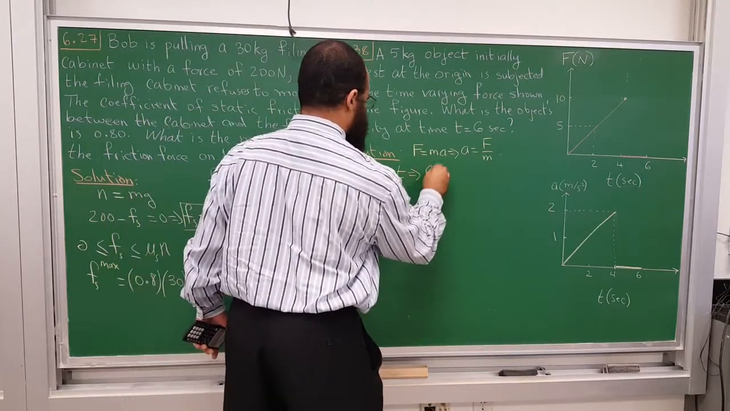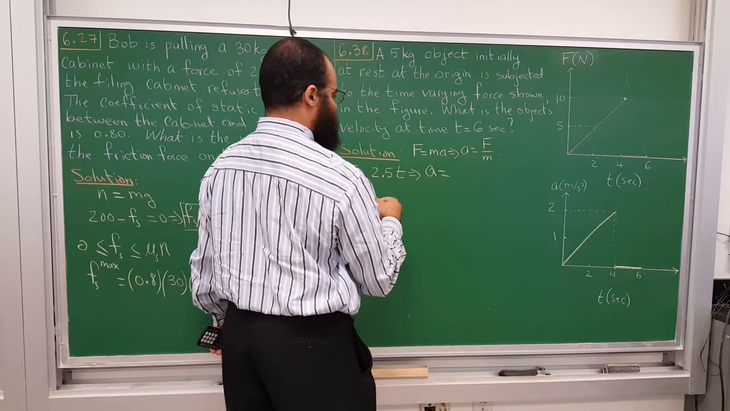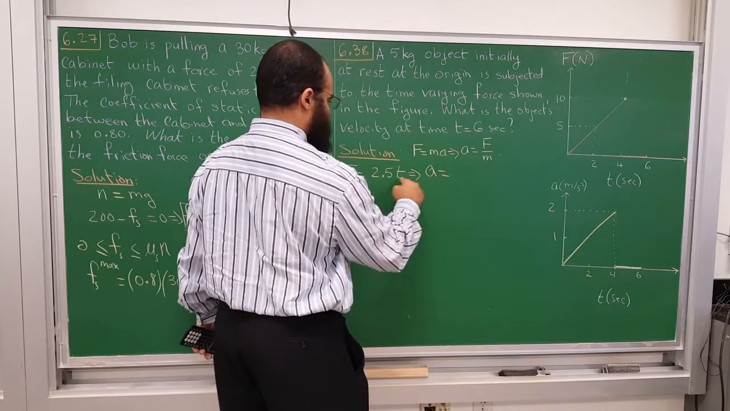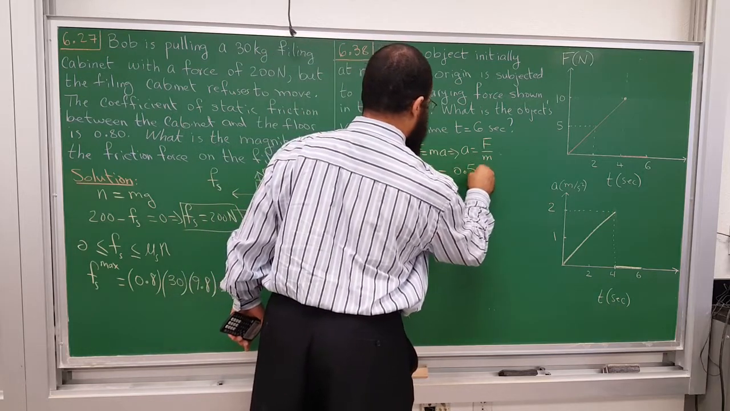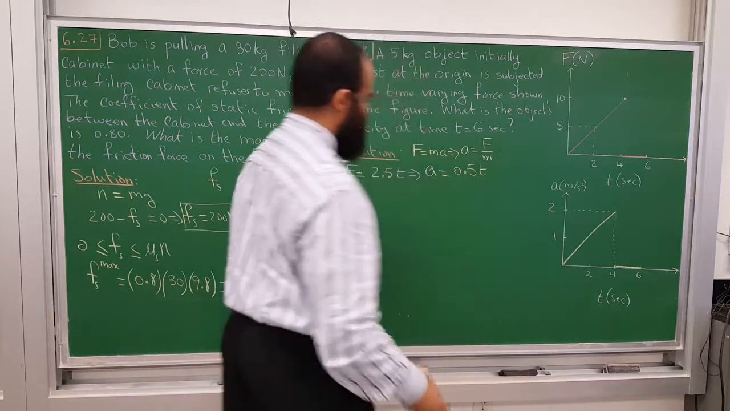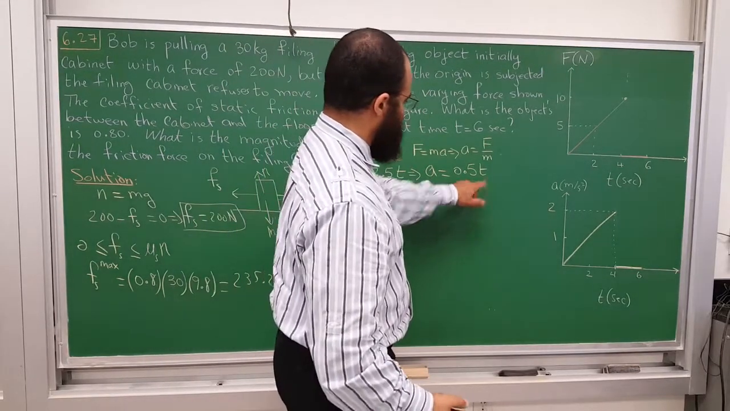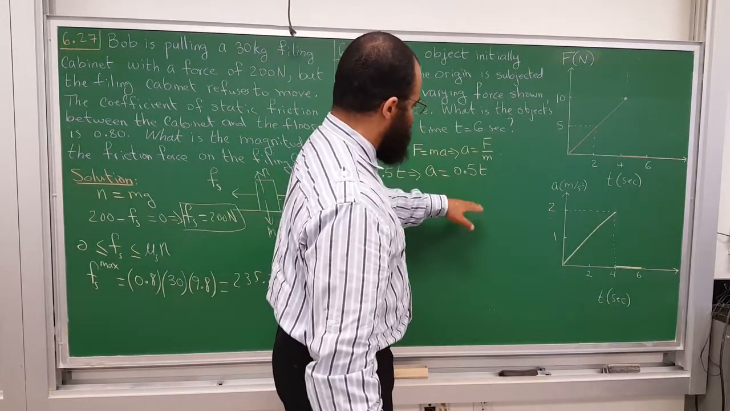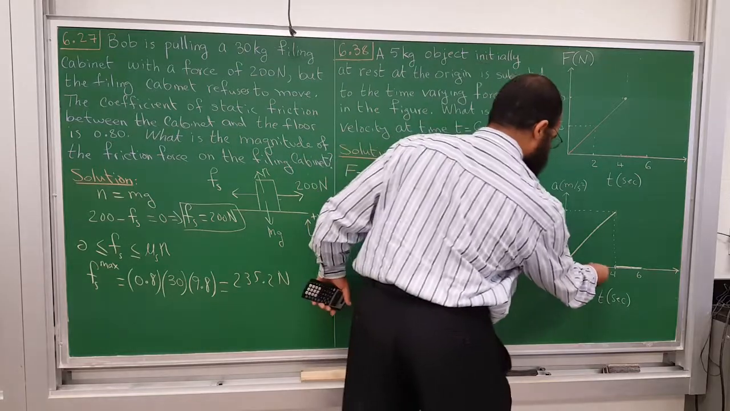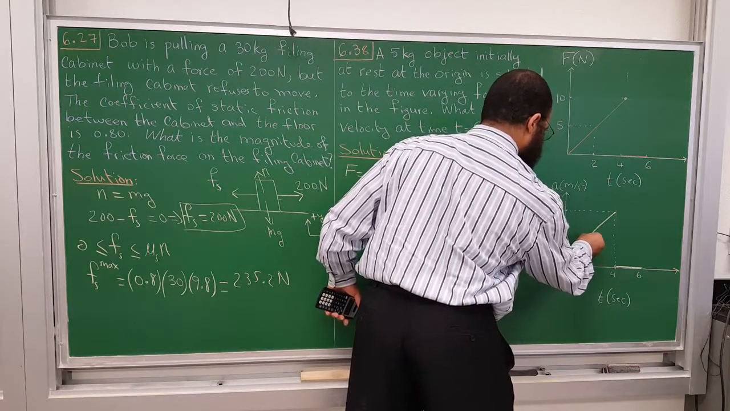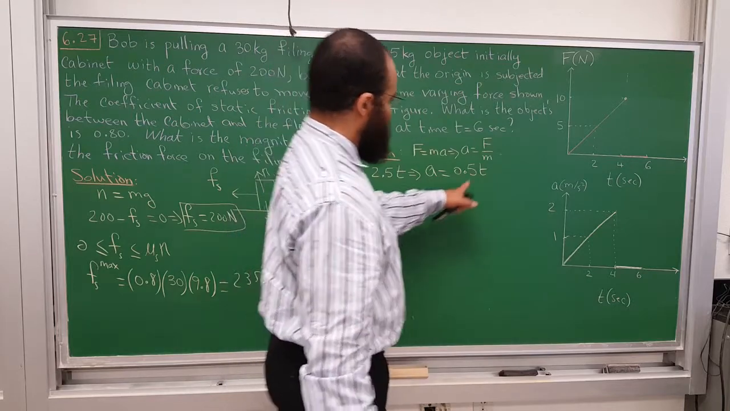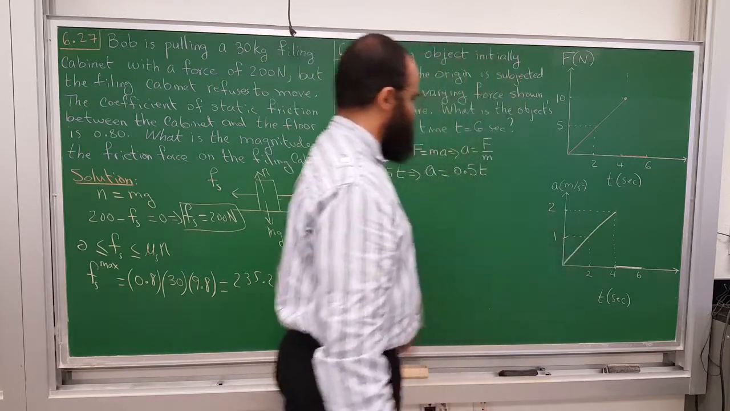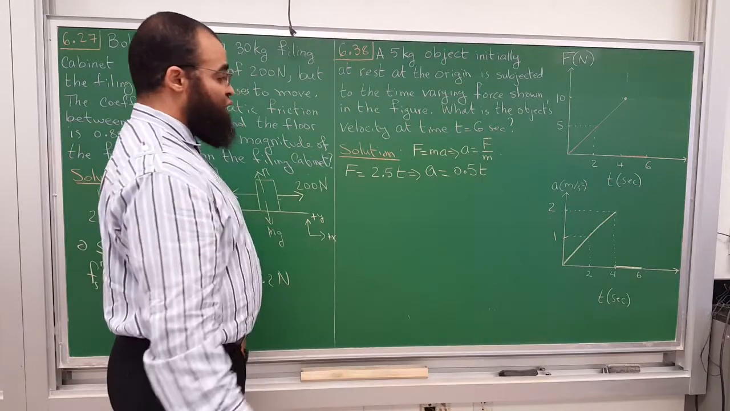So the acceleration will be the force over the mass. The mass is 5, so divide this by 5, you get 0.5 times t. Which makes sense. When t is 0, the acceleration is 0. When t is 2 seconds, the acceleration is 1 meter per second squared. And when t is 4 seconds, the acceleration is 2. Sounds good. So what's the velocity?